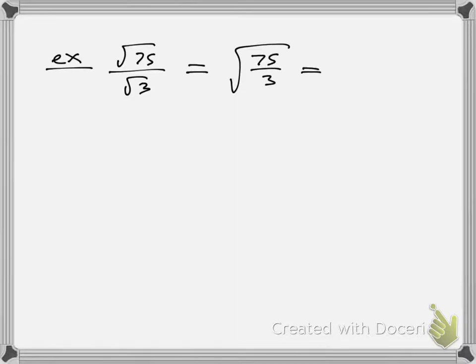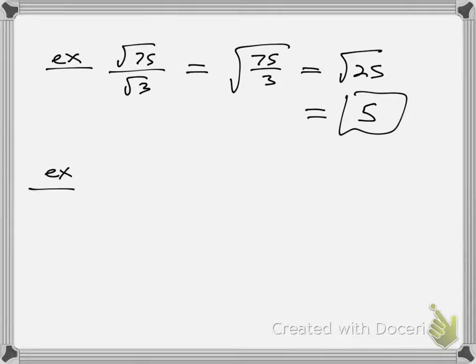Okay, and that's really pretty simple too. If I did the square root of 75 over the square root of 3, I would get the square root of 75 over 3. Square root of 75 over 3 is square root of 25, which is 5. Square root of 25 is 5.